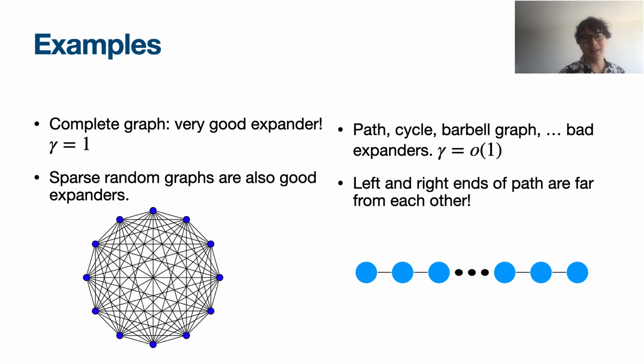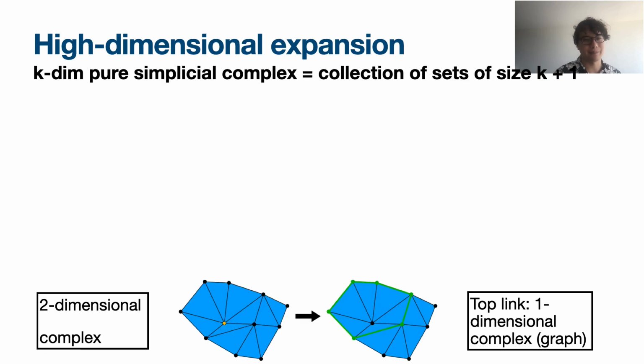Those are great expanders. Things that are not such good expanders would be, for example, a path or two cliques connected by a long path. The basic problem for a path is that the left and right ends of a path are far from each other. So clearly, unless you take at least n steps, you cannot move distance n, right? And in fact, because of randomness, you'll need even more steps than that. So you really cannot explore a path without taking a while to walk around.